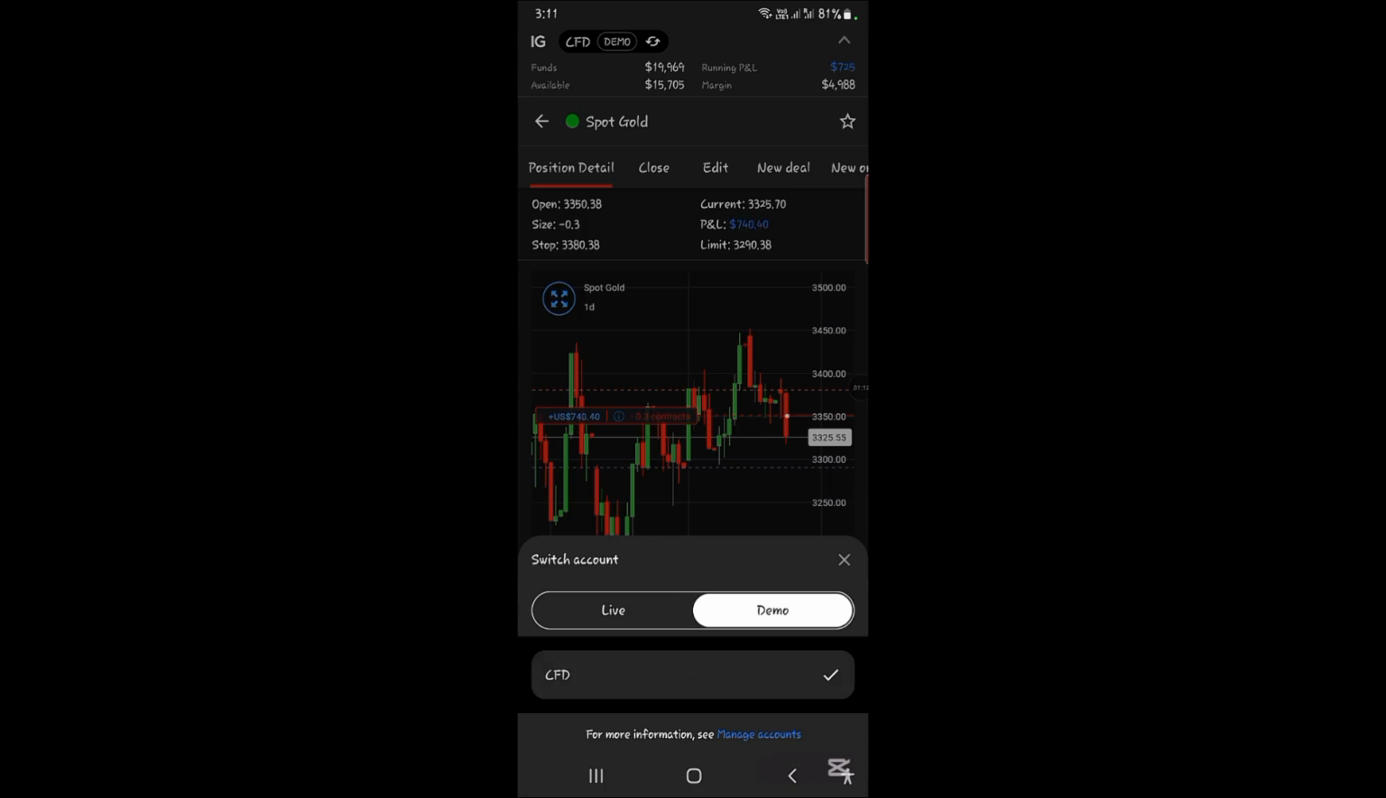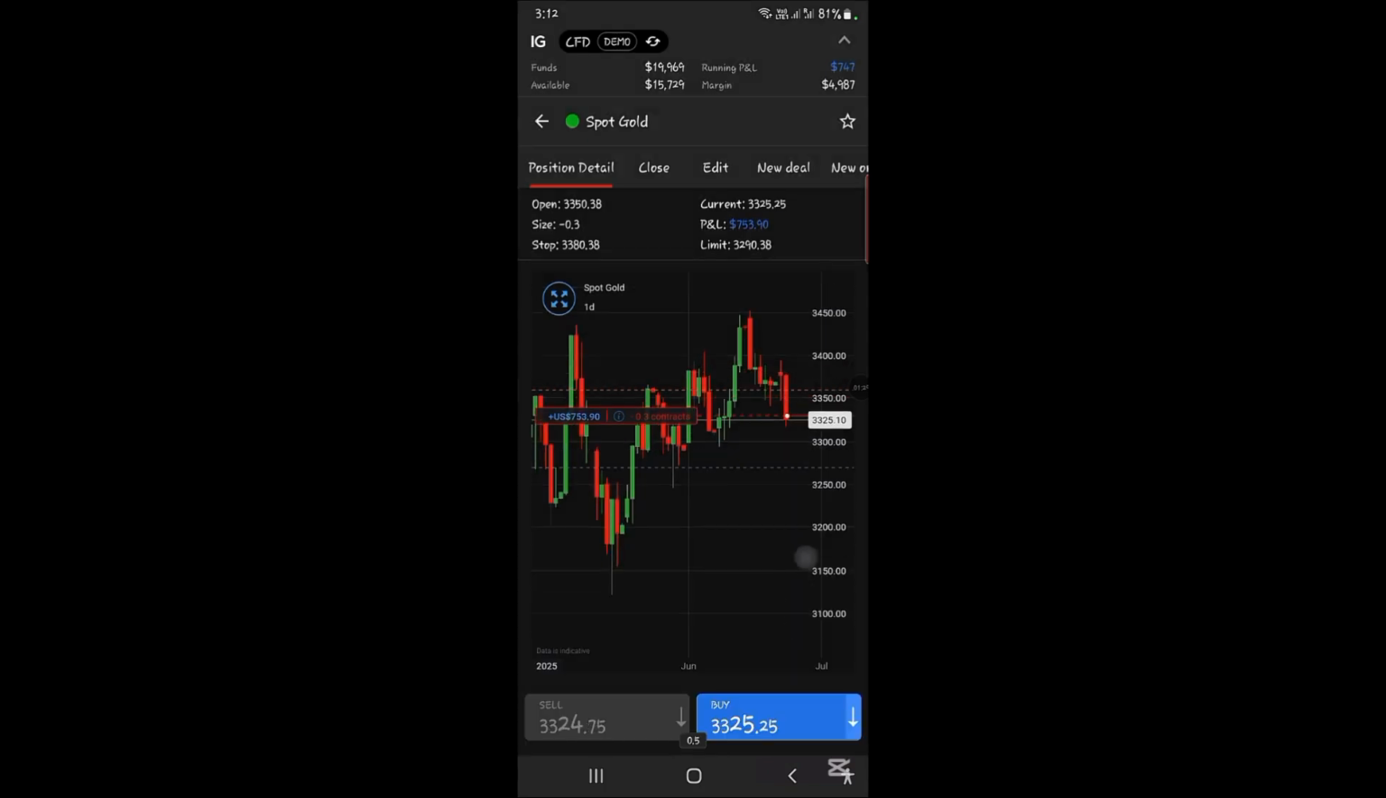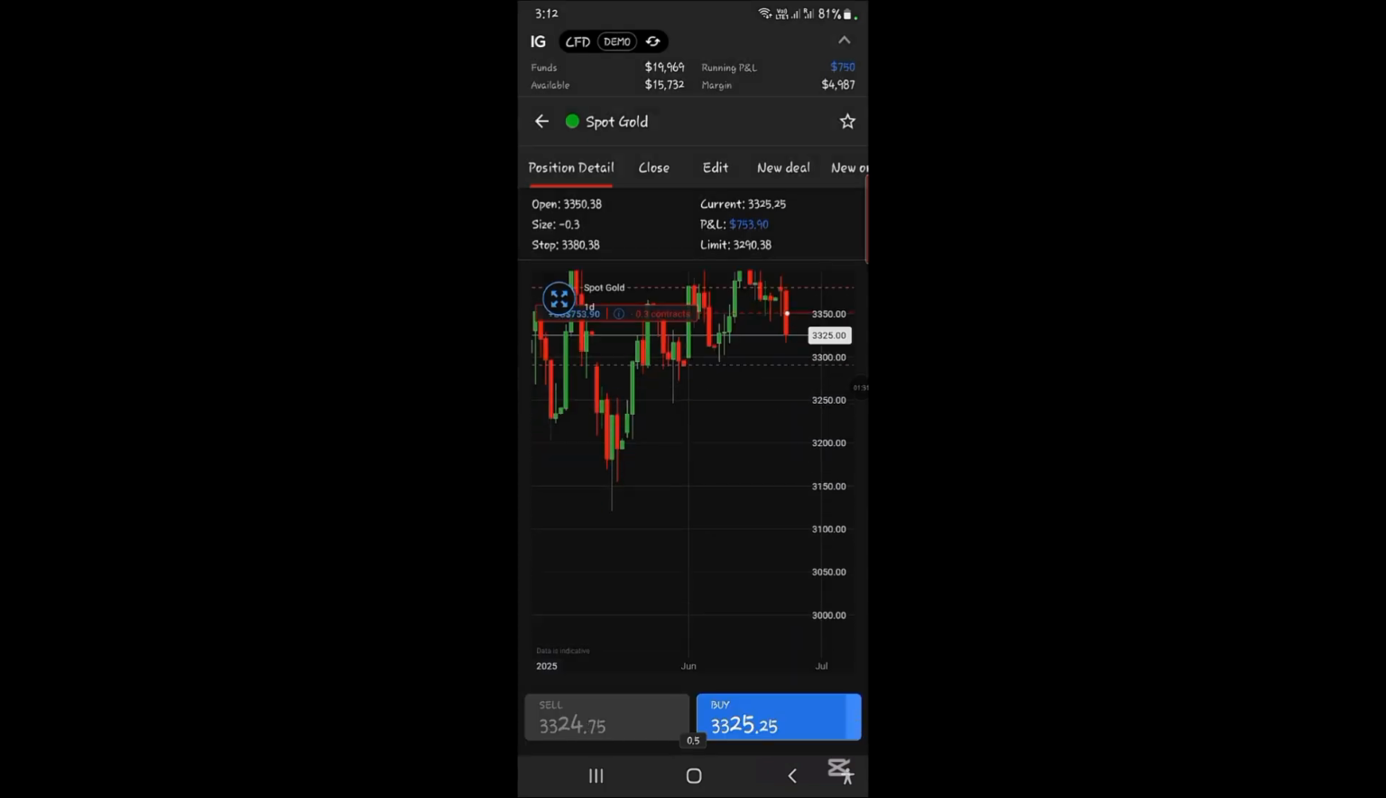So the main reason is to show you how and why you need to trade with this application. The application is available on the Play Store. Like I said, it is called IG Trading Account. So without further ado, I chose the spot gold right here.